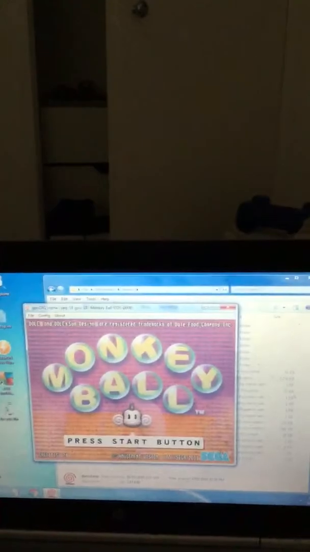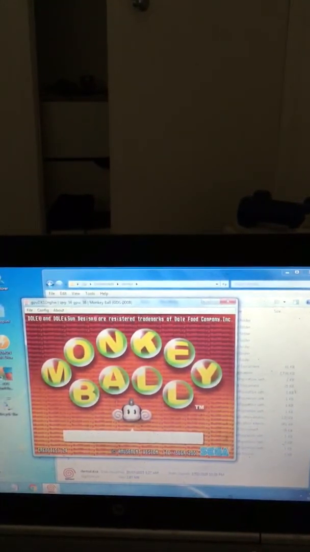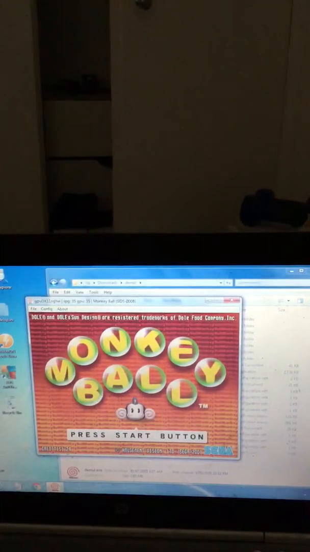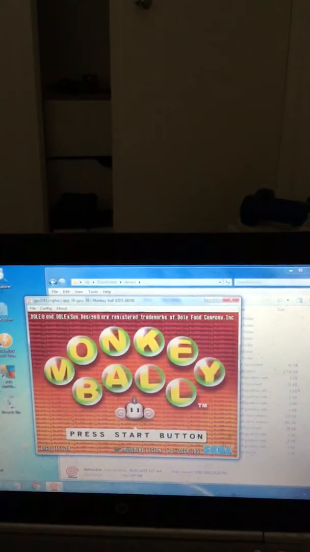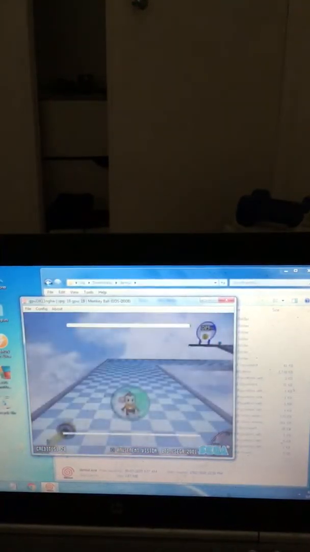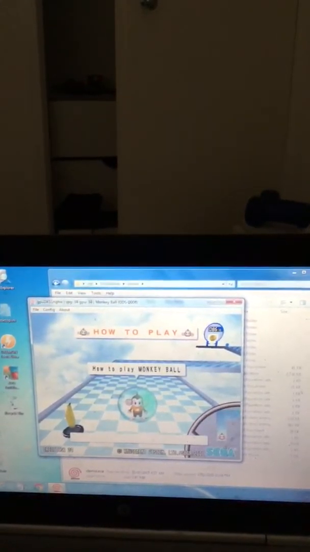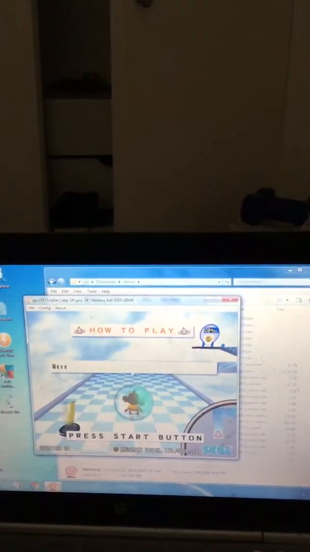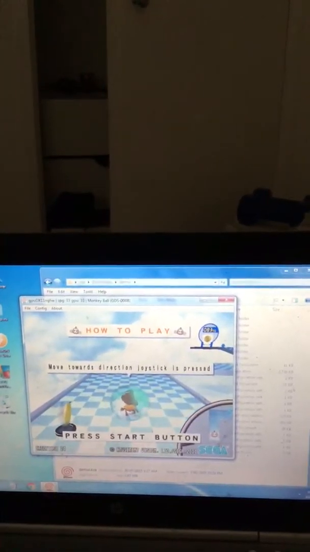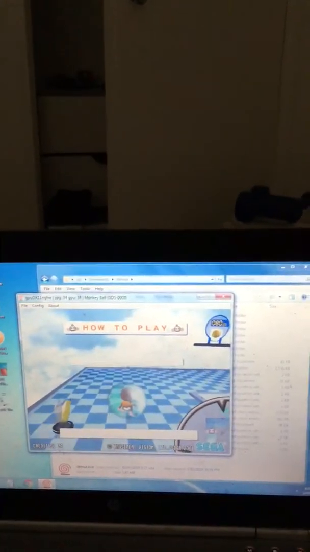Monkey Ball. Hard mode. This is hard mode. This is the terrestrial. This is how to play. This is the exact same stage it was in Smoke Ball 1's one, except it's in the arcade background. It's the color blue.